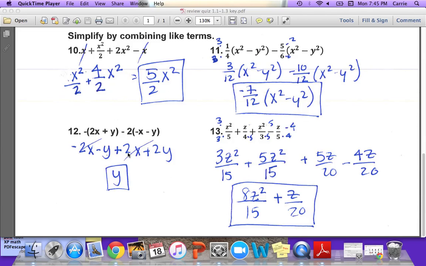For number 12, don't forget to distribute through. And 13, again, combine like terms, so your z squared terms and your z terms, but again you're adding up fractions, so you have to get common denominators.